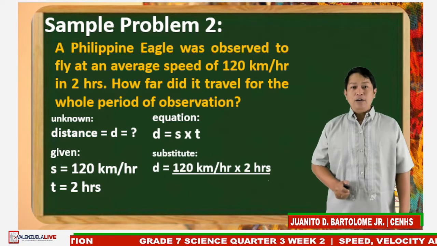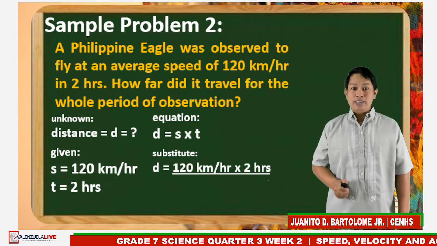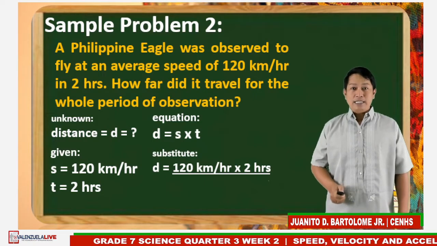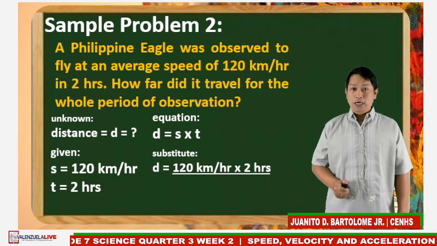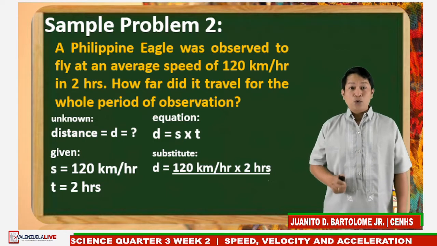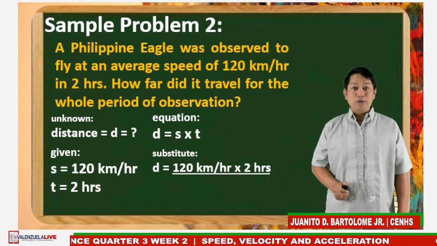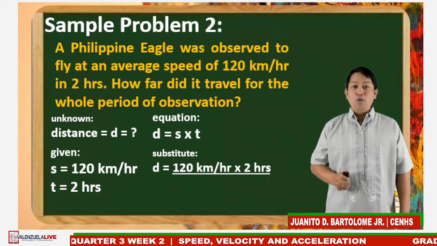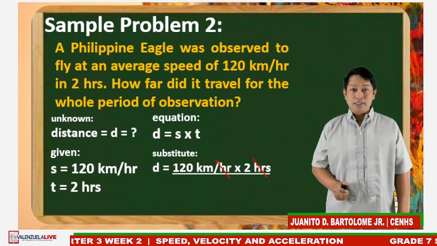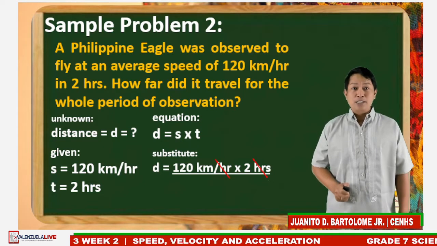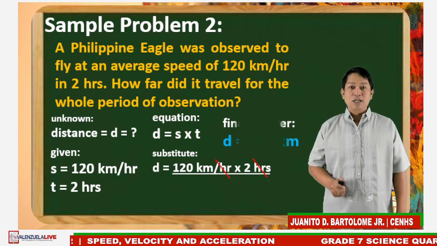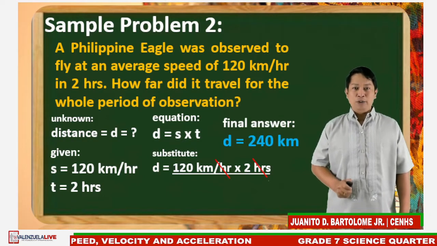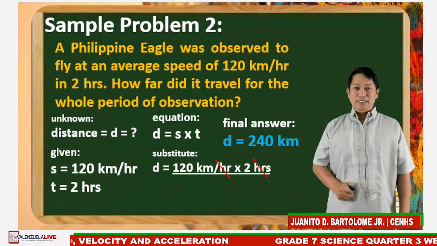Fourth, we are going to substitute the given quantities in the equation. Distance is equal to 120 kilometers per hour multiplied by 2 hours. Remember, as we multiply 120 kilometers per hour by 2 hours, we need to cancel the unit of hours to come up with the unit of distance, which is kilometer. And the answer is 240 kilometers.